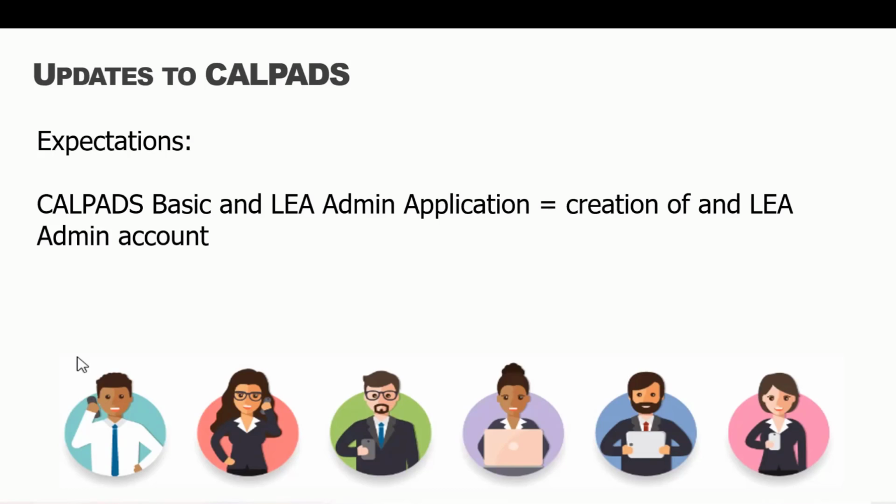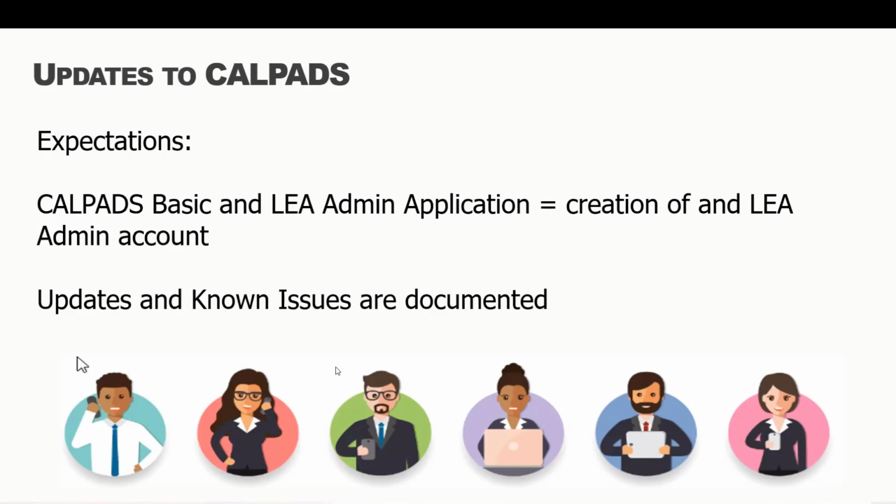If you're using an old account that's not really associated to you, you have to put in an admin account that has your name and is associated to you. Why? You are responsible for the data that is put in CalPADS. You are the person that clicks the button that says, yes, this data is representing our LEA. Make sure you have that set up for you. And then you'll know about updates and known issues. Those are two things you really want to keep in mind.